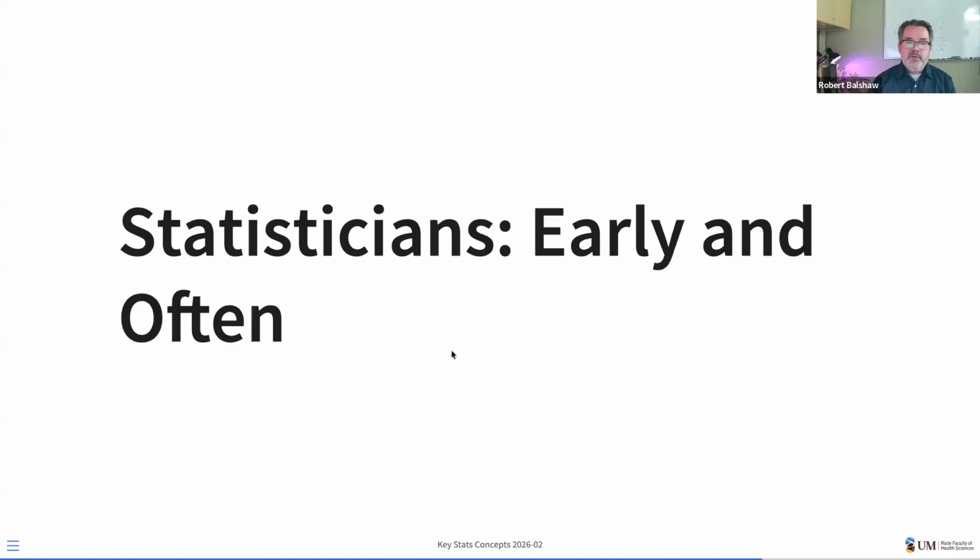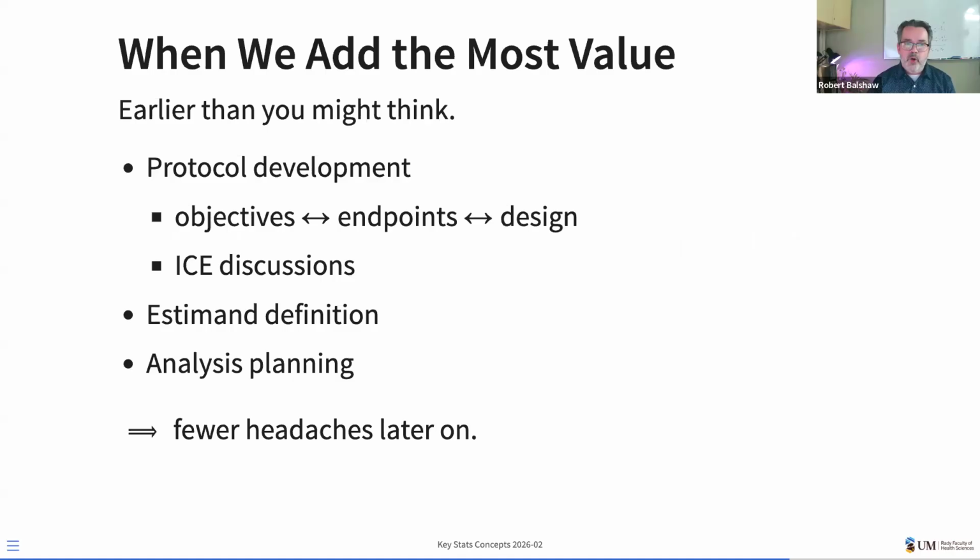Okay, so statisticians, talk to them early, talk to them often, and earlier than you might think. As you are developing the protocol, let us get involved as you think about your objectives. Let us help you, use us as a sounding board for characterizing your objectives, and that will then prime us to help you establish the endpoints and choose a design. It sets us up so well to work with you in establishing what the intercurrent events are that we need to be aware of and how they should enter into our notion of the estimand.